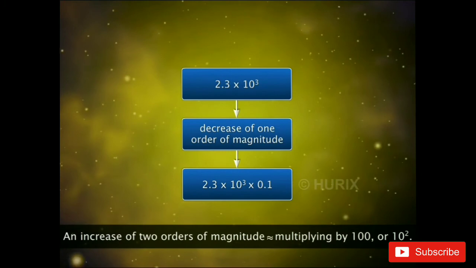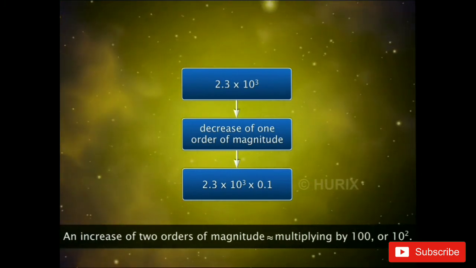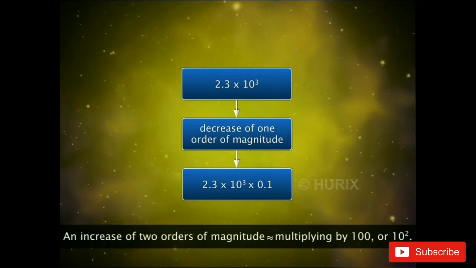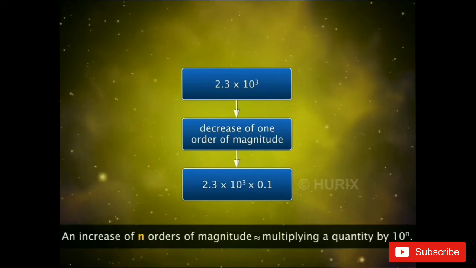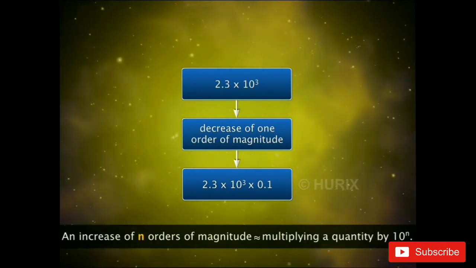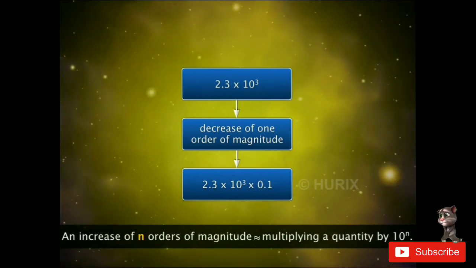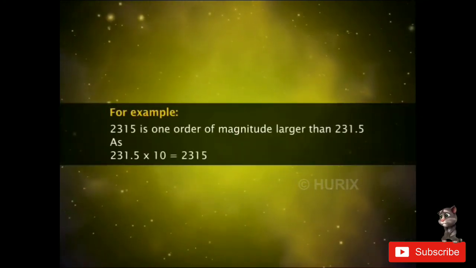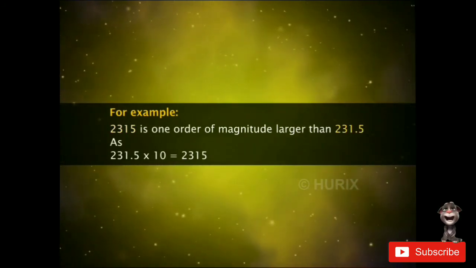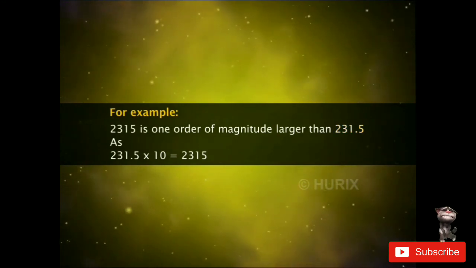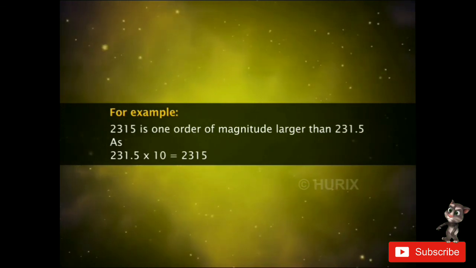An increase of 2 orders of magnitude is the equivalent of multiplying the number by 100 or 10 raised to 2. In general, an increase of n orders of magnitude is the equivalent of multiplying a quantity by 10 raised to n. Thus, 2315 is one order of magnitude larger than 231.5, which in turn is one order of magnitude larger than 23.15.